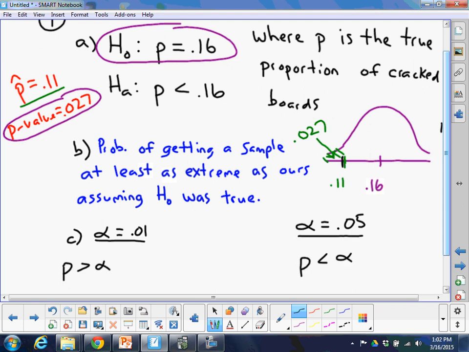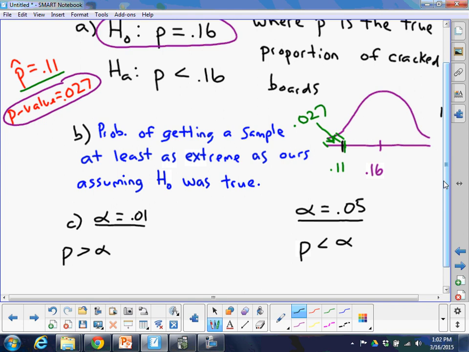So that significance level, that alpha, is basically like a borderline. It's telling you how small the p-value needs to be in order to reject H0. In the first case, with 0.01, if your p-value is larger than that, then it's not enough evidence to reject H0. The way we would word this, I would say, since p is greater than alpha, we fail to reject H0.